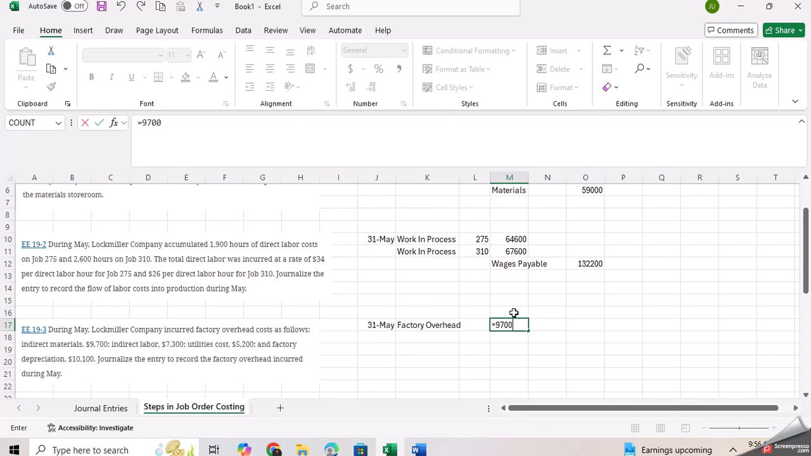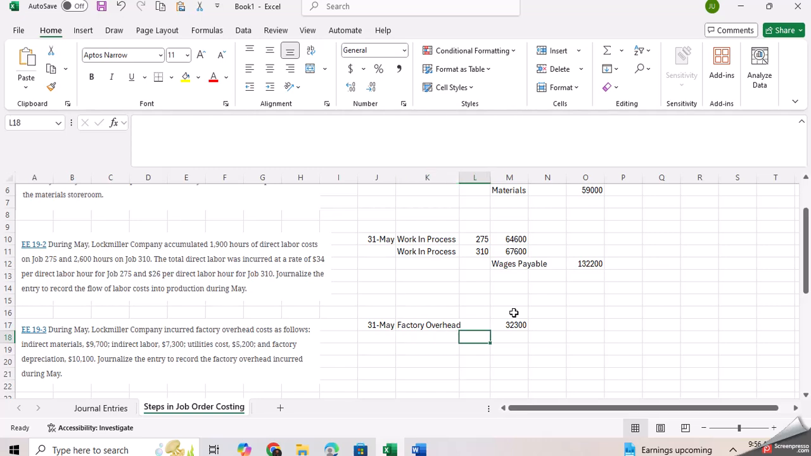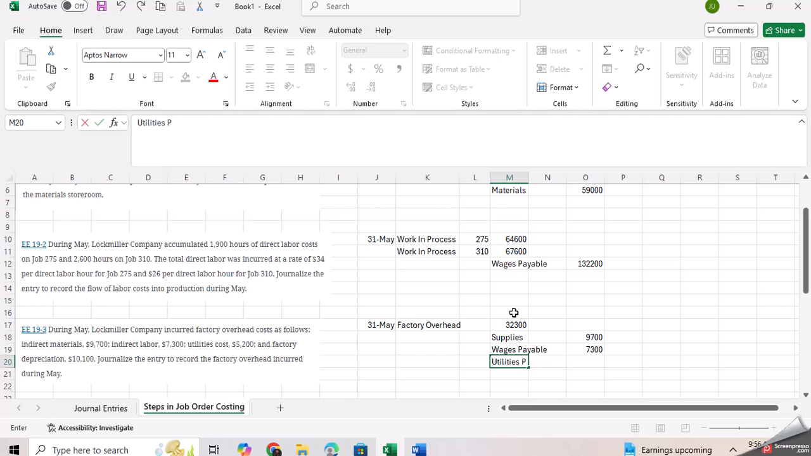We've got 9,700 plus 7,300 plus 5,200 and then plus 10,100. And then what we're going to credit is going to be each type of account. So for indirect materials, those would be coming out of supplies. Indirect labor is still people that we're paying, so that's wages payable. Utilities payable, or it could be accounts payable. I think in the textbook, though, they have us go specifically to utilities payable. And then our factory depreciation is going to go to accumulated depreciation.